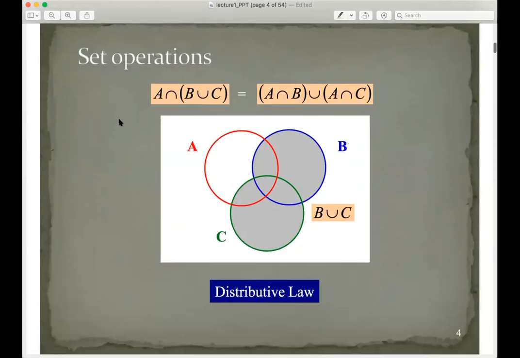The second distribution law is this one. A and (B or C) is equivalent to (A and B) or (A and C).